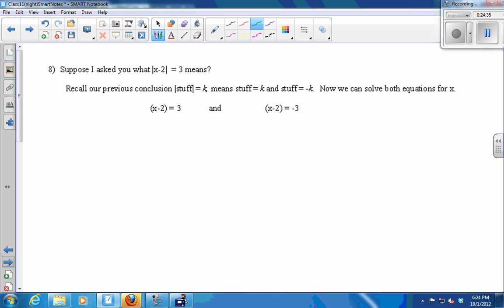The absolute value of some stuff equals a number. Either your stuff equals that number, or your stuff equals the opposite of that number. And then you solve them both. X equals 5, and x equals negative 1.